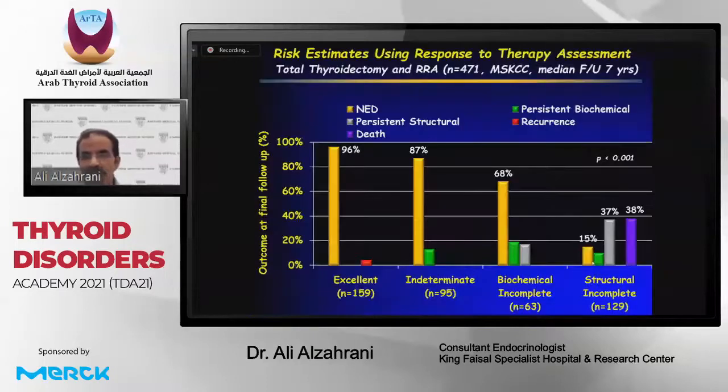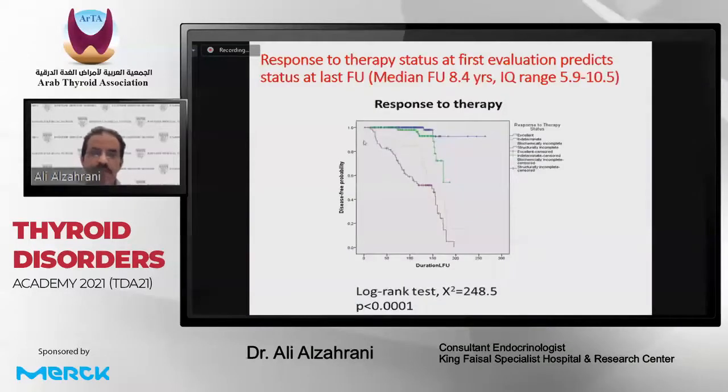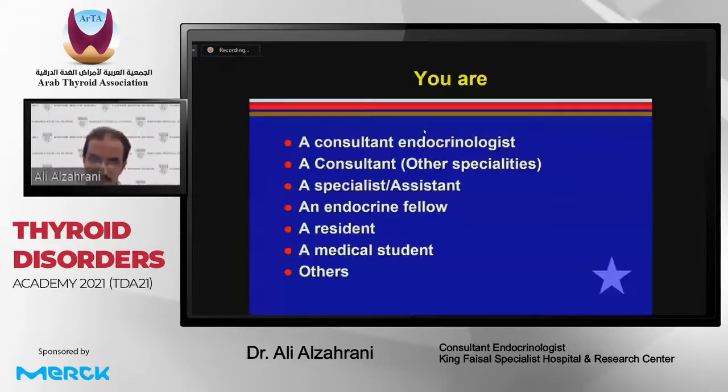This is data from, again, Memorial Hospital in New York. We have also looked at this recently, and we looked at the natural course of the response to therapy in our patients. And from this Kaplan-Meier curve, you can see that those who have structurally incomplete here in violet color, they don't do well. Most of them continue to have disease and also die, followed by biochemically incomplete, followed by indeterminate, and the group of excellent response do very well throughout.